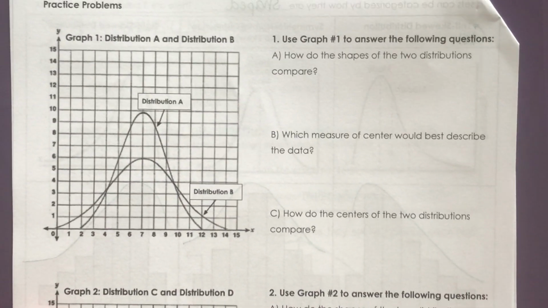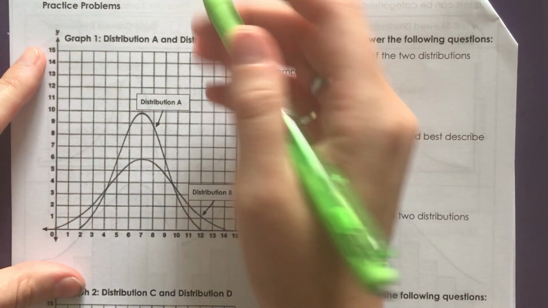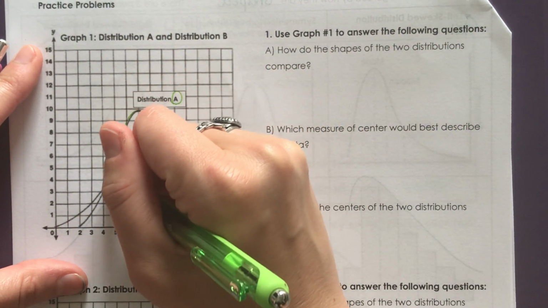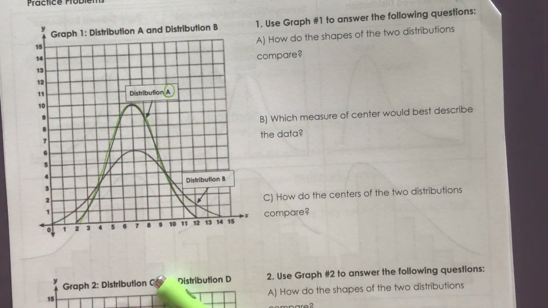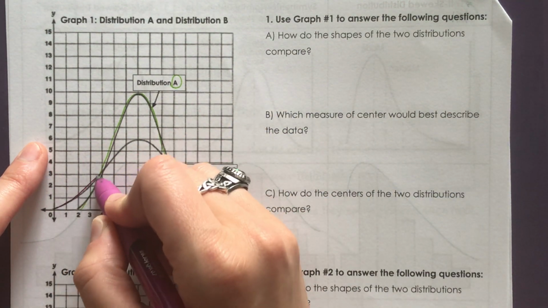Practice problem number 1. I've got a graph with distribution A and distribution B. We're gonna use that graph to answer the following questions. Letter A. How do the shapes of the 2 distributions compare? So here's distribution A. It's this one right here, green. And then distribution B is this other one. It looks like it's lower down here.